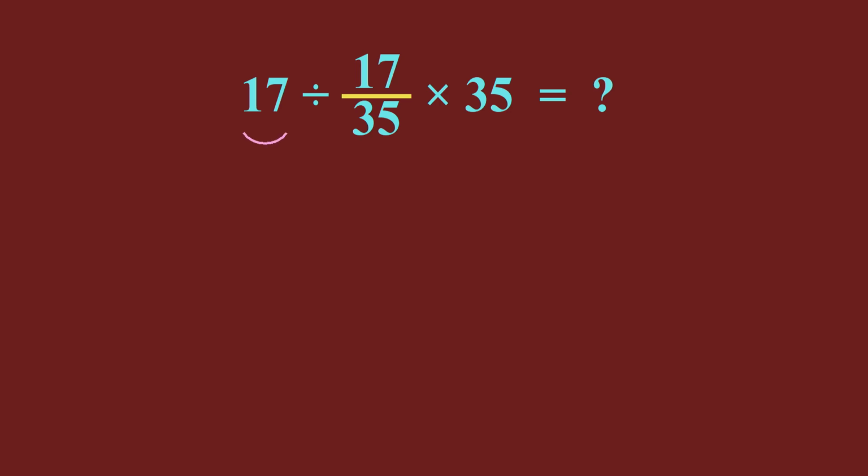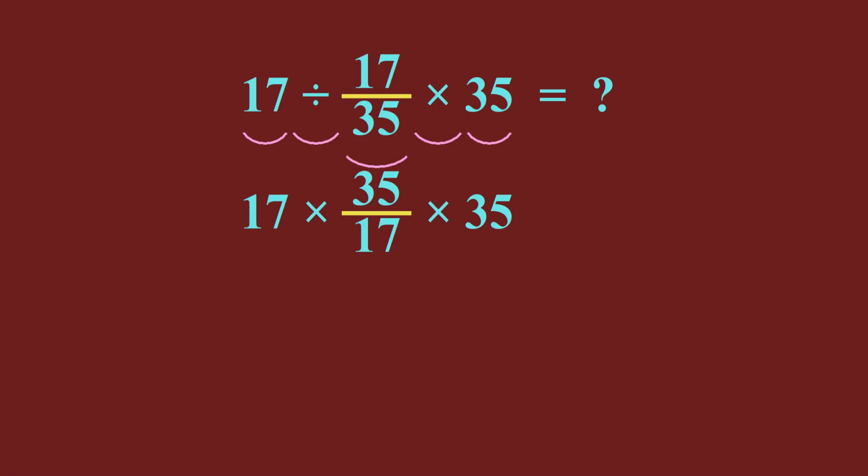17 divided by 17 over 35. To do this division, write down the 17, then change division to multiplication and flip this fraction to 35 over 17. And here again, we have times 35. Now we have this new problem.